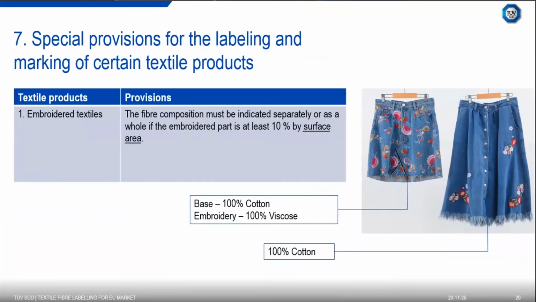Like in the first example, if we look, embroidery is more than 10% by area. Therefore, the fiber labeling needs to be given as base 100% cotton, embroidery 100% viscose. Similarly, on the other product, in the second right-hand side product, it has embroidery, but the total surface area of the embroidered portion is not more than 10%. It is less than 10%. So in this case, it is not necessary to consider the embroidery part. So you can just label as 100% cotton.